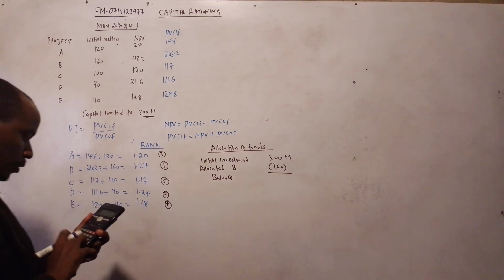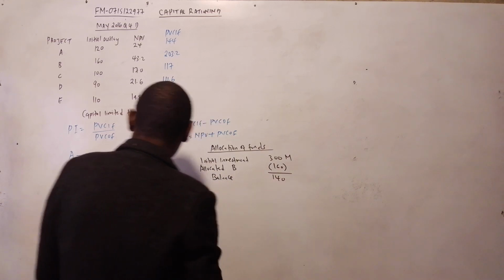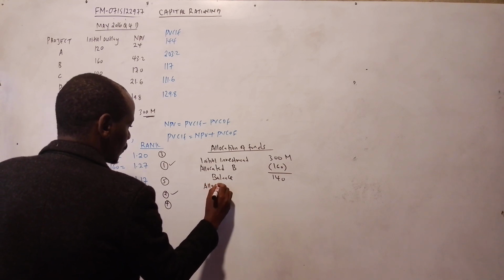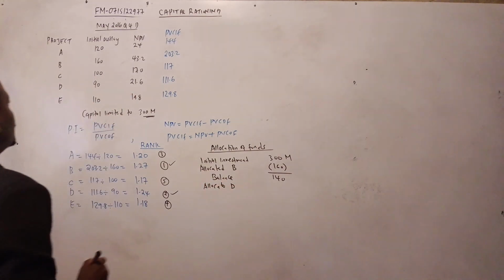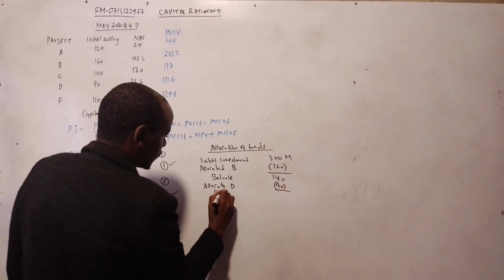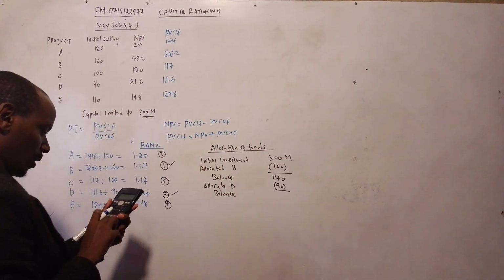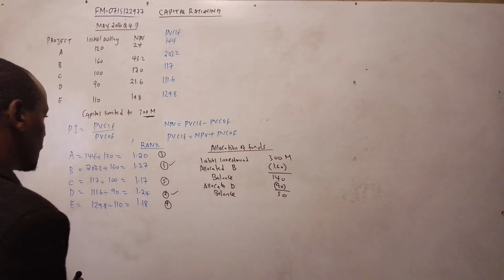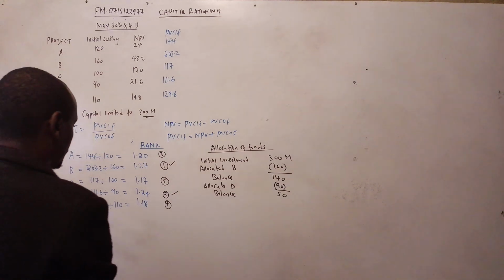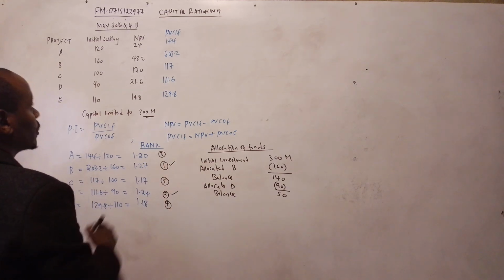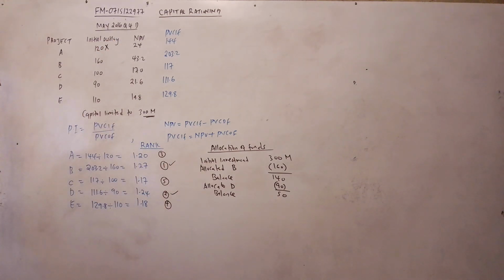The next project after B was project D. So allocate D. The cost is 90 million. So we allocate 90 to get the balance: minus 90, we remain with 50. After D, we go to project A. Project A's initial investment is 120, so we cannot undertake project A because the cost is more than the balance. So we eliminate it.